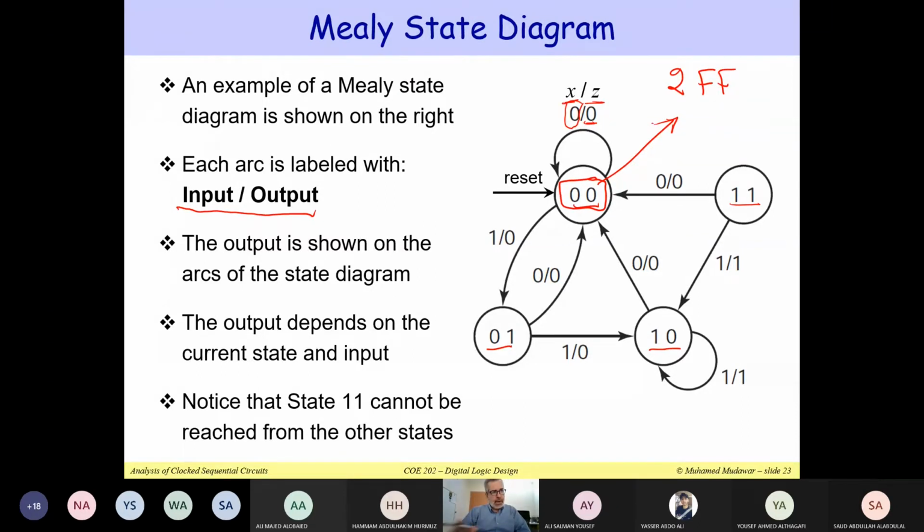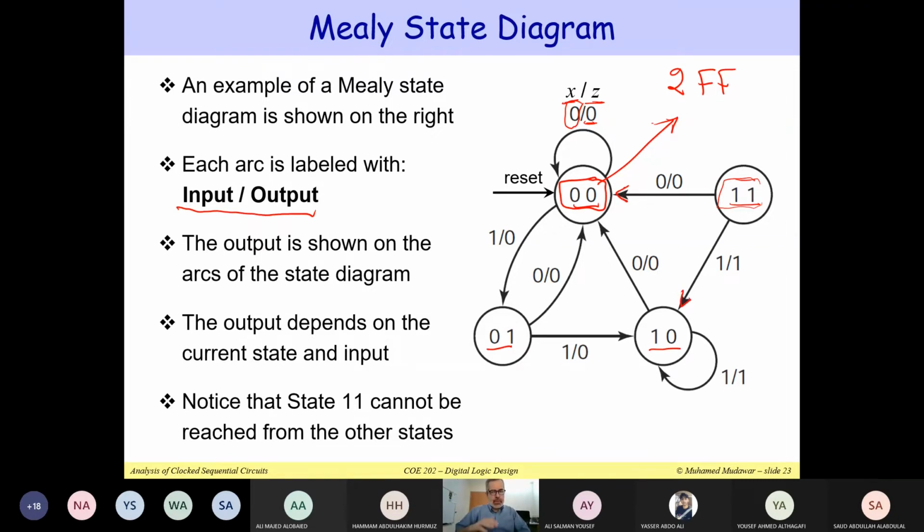Now, another thing that we can notice from this state diagram is state 1,1. Let us take a look at this state, state 1,1. Notice that there is no transition to state 1,1. We have transitions out of state 1,1.